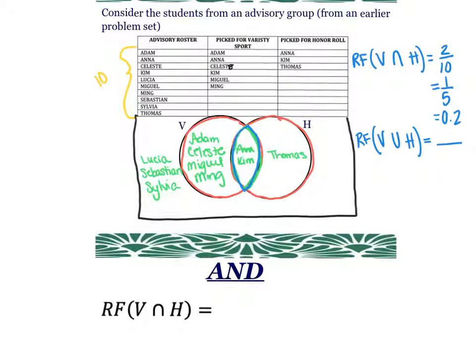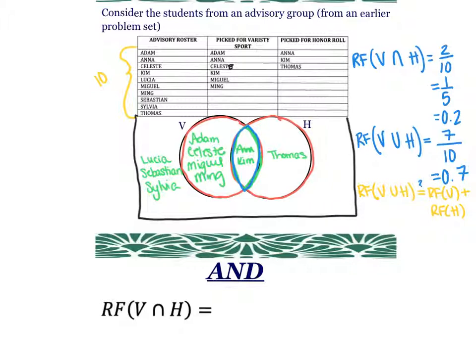So here I can count. If I'm just counting up the people that are in my Venn diagram, I can see that I've got 4 plus 2 plus 1, which is 7 out of 10, or 0.7, which is 70% of people in this advisory are on varsity or on the honor roll. So let's investigate a little question. Does the relative frequency of those who are on varsity or honor roll equal the relative frequency that someone's on varsity plus the relative frequency that they're on honor roll? So this is my question to y'all. Is this a true statement?